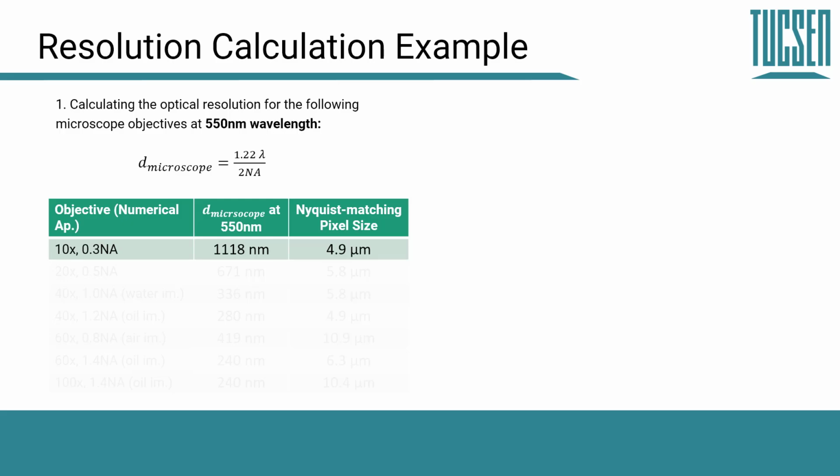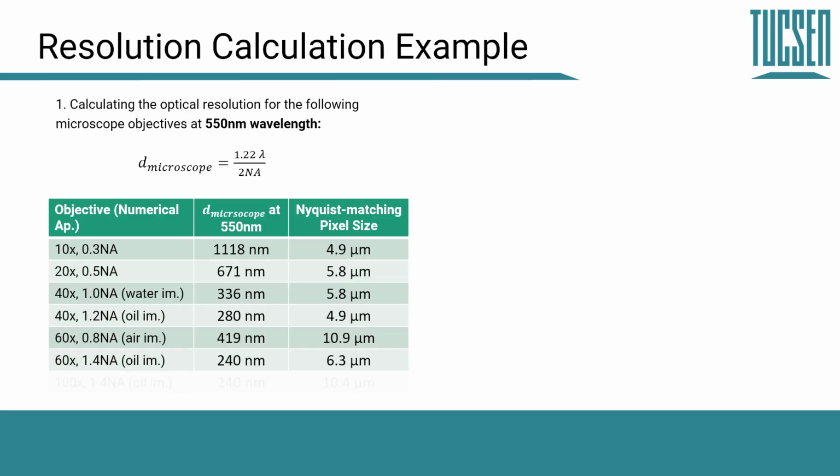Starting off with a 10 times 0.3 numerical aperture objective, we can see that with this objective, our resolution is around 1.1 micrometers or 1100 nanometers at 550 nanometers of wavelength. And at 550, we're in the green verging on yellow area of the spectrum. With this resolution, our ideal pixel size of a camera to match that objective and give us the ideal balance that we've talked about would be 4.9 micrometers.